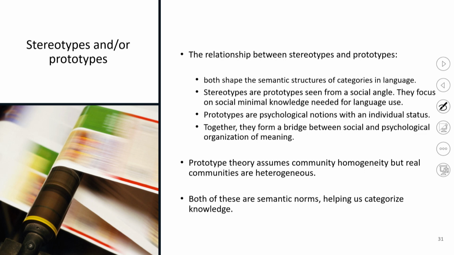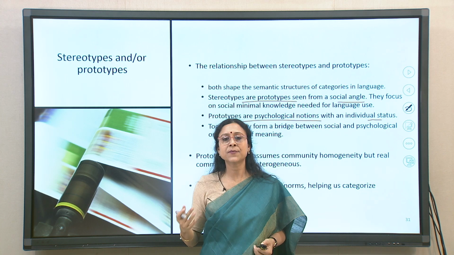Now, if you take these two parameters, then there are different kinds of possibilities that he talks about, but before we go there, we talk about prototypes and stereotypes, because stereotypes is the third most important notion that he talks about after rigid designation and the division of linguistic labor. Now, prototypes are psychological notions with an individual status, and on the other hand stereotypes are prototypes from a social angle. So, a stereotype is the social aspect of a prototype.